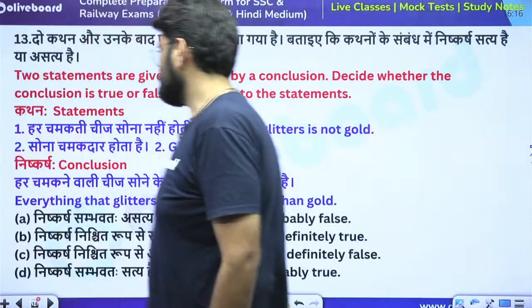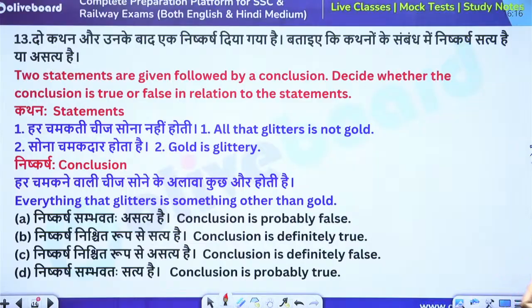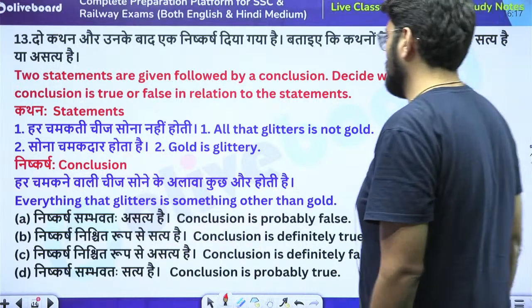Next. This is a previous year question actually. The statement says, all that glitters is not gold. All that glitters is not gold. The other statement says gold is glittery. And they are asking you about this conclusion that everything that glitters is something other than gold. It's a very connotative way of saying this. Now they are asking you which the conclusion is: probably false, definitely true, definitely false, or probably true.